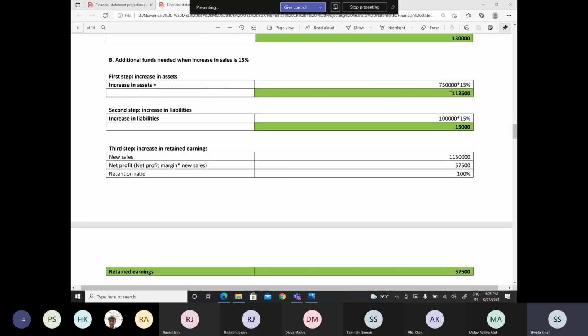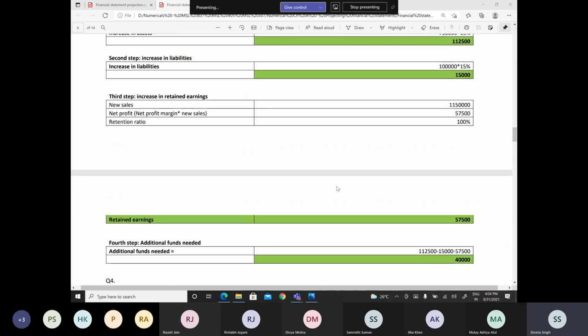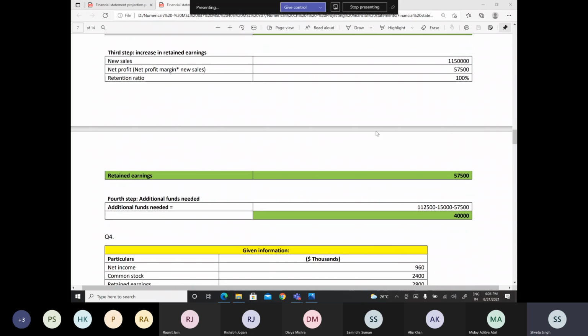Similarly, if we have to calculate it for 15% growth, then the increase in assets would be 750,000 into 15%, which is $112,500. Then increase in liabilities at 15% will give us $15,000. Then we have to look at increase in retained earnings. Now the new sales will be 1.15 million.